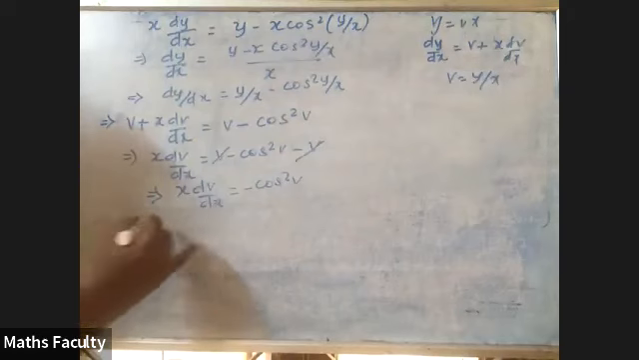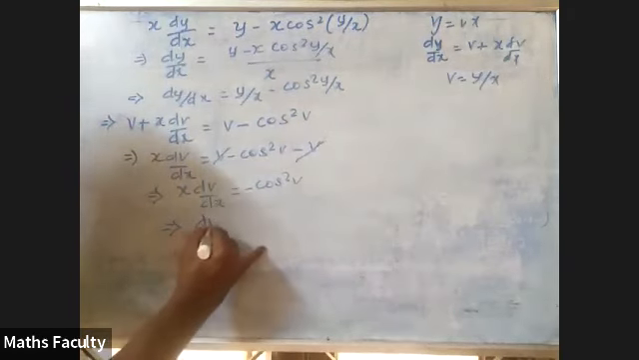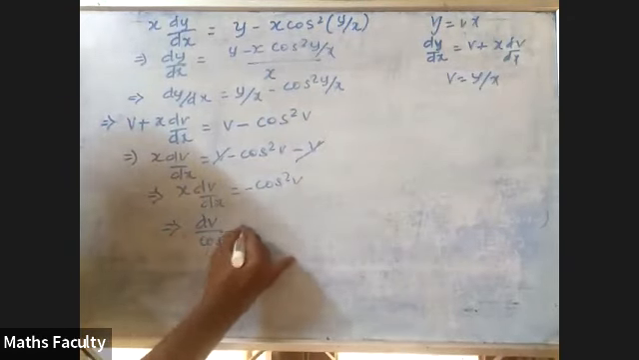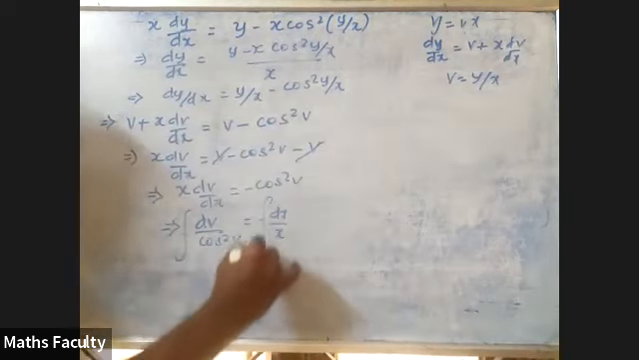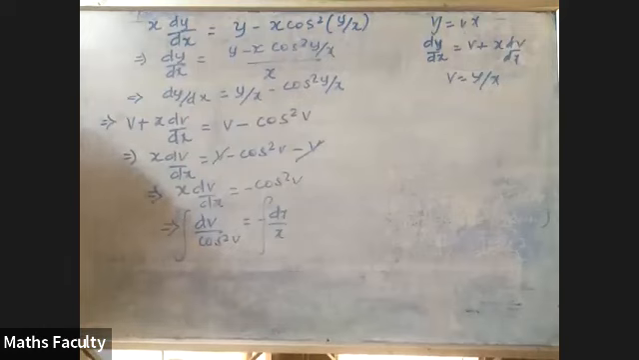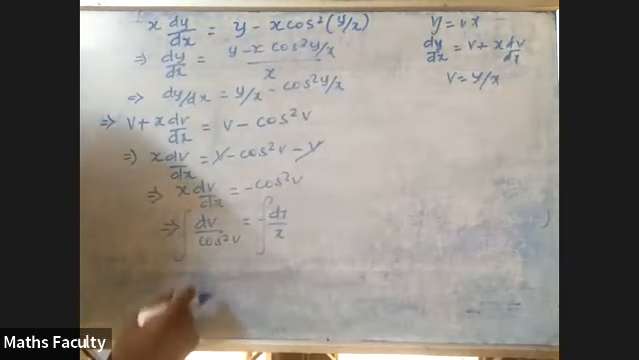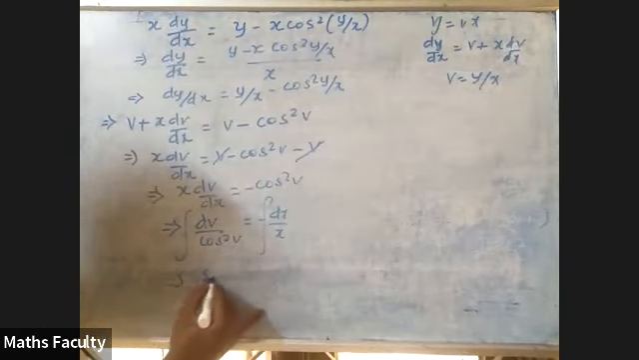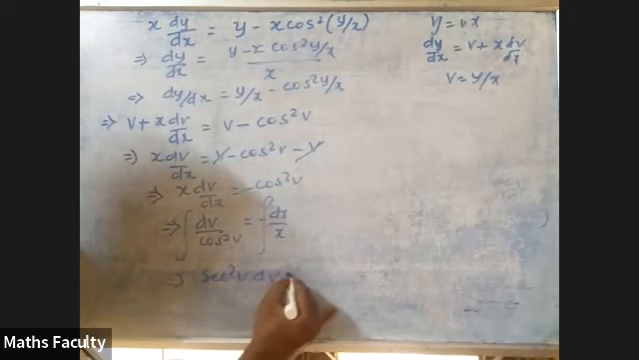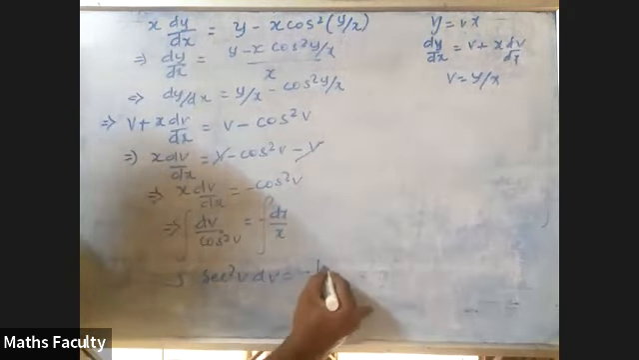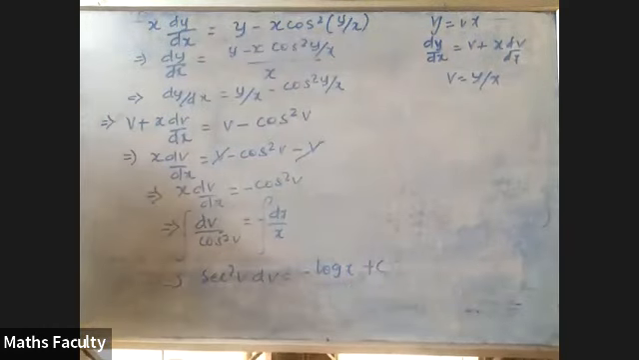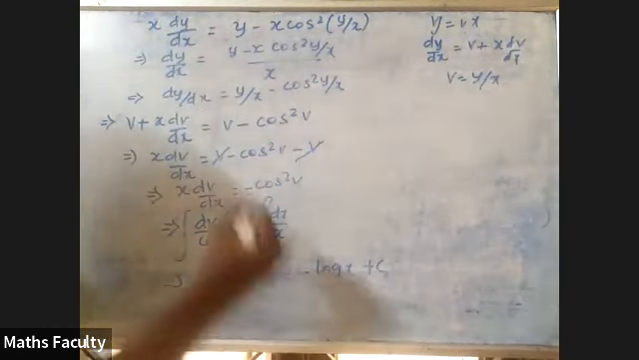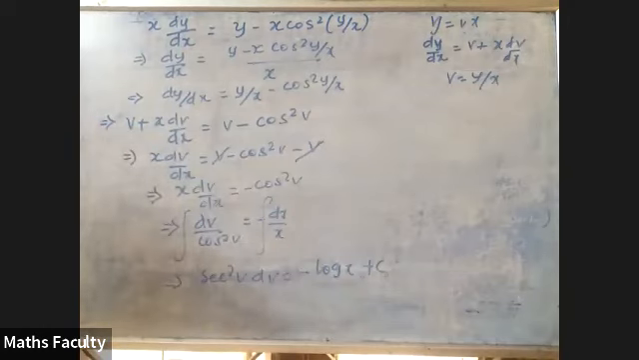Now you separate the variables: dv divided by cos squared v equals minus dx divided by x. Now the variables are separated in terms of v and x. Now 1 by cos squared v I can write as secant squared v. Secant squared v dv equals minus dx by x, which gives minus log x plus c.